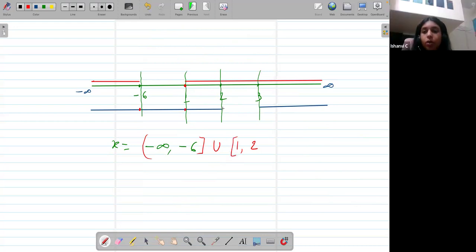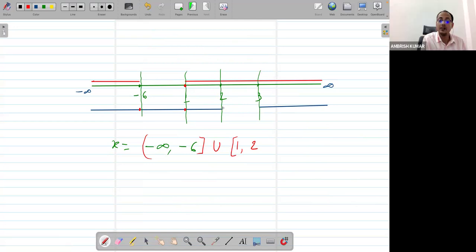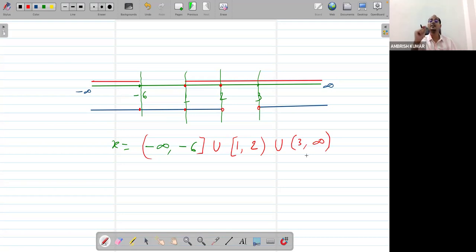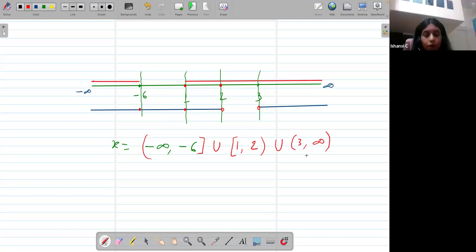So 1 has to be in closed. And 2 has to be open, sir. Look, for 2, for the square root function, 2 is there as part of the answer. But for log, 2 is not there, right? So 2 has to be in open. Union. Similarly, for the square root you can take the 3, but for log, 3 has to be taken in open interval, right? Yes, sir. 3 to infinite, and negative infinite, we always take in open. Yes, sir.